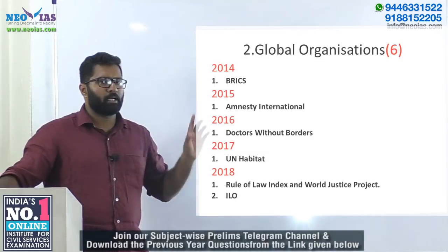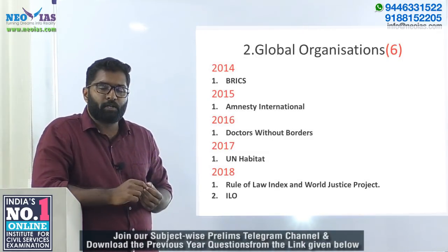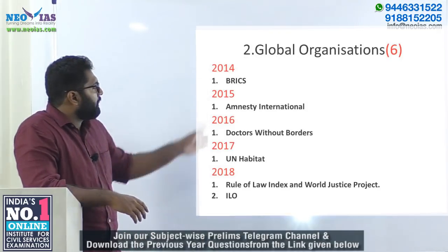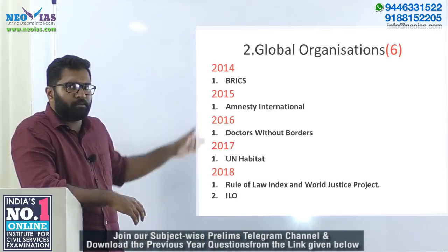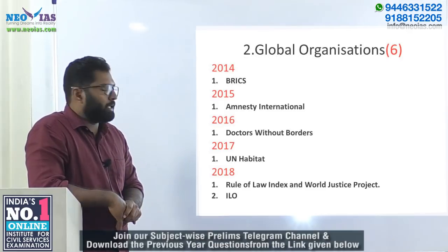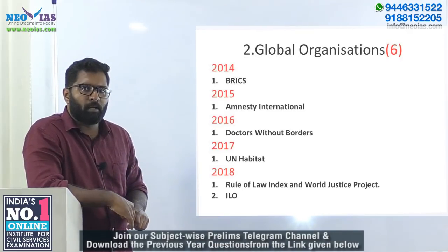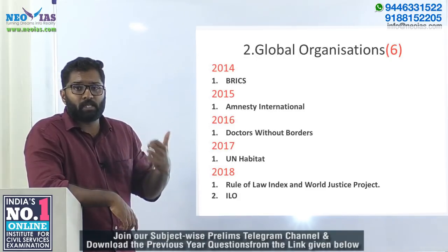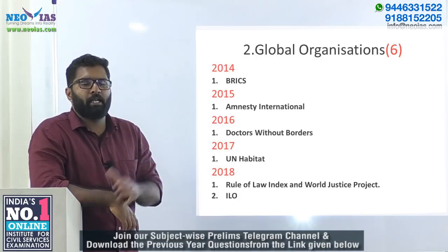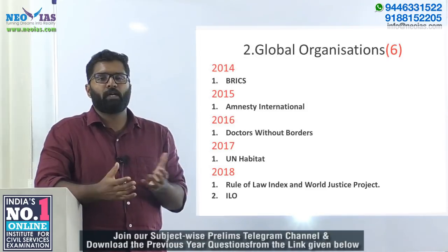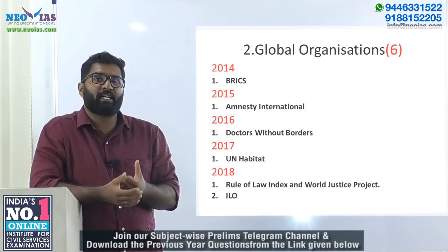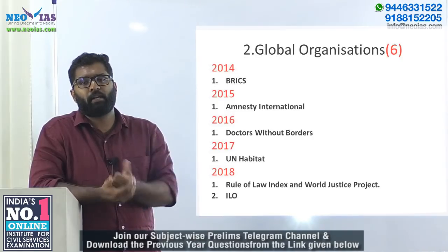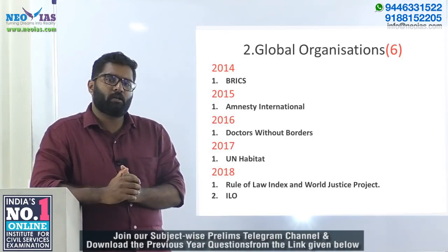Then global organization. Okay, as we have already distinguished between regional organization and global organization, these are the various questions. This is the timeline of questions that have been asked under this section, global organization. In 2014, a question was asked on BRICS. Many doubt BRICS as a regional organization because BRICS consists of 5 nations only. It is not a regional organization.